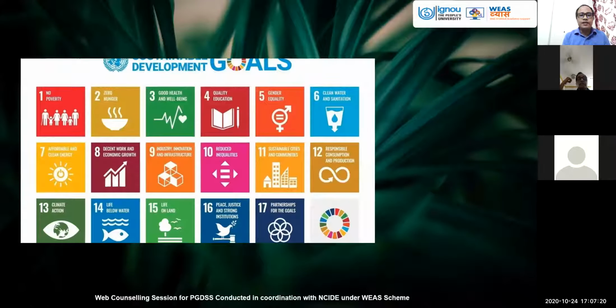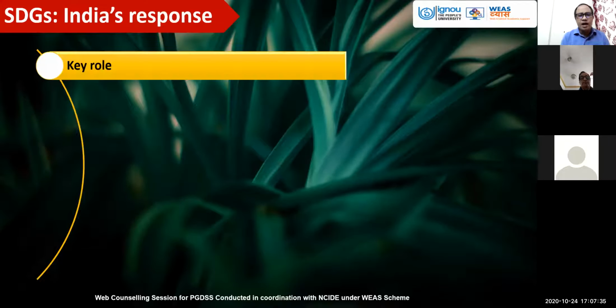As we know, there are 17 goals. We already had a quick review of those goals: what they are, and what we can do to achieve them as global citizens. Today we are going to discuss those 17 goals in the context of India: who is playing a key role in achieving them, identifying the approaches, and monitoring the progress so far in the national context.